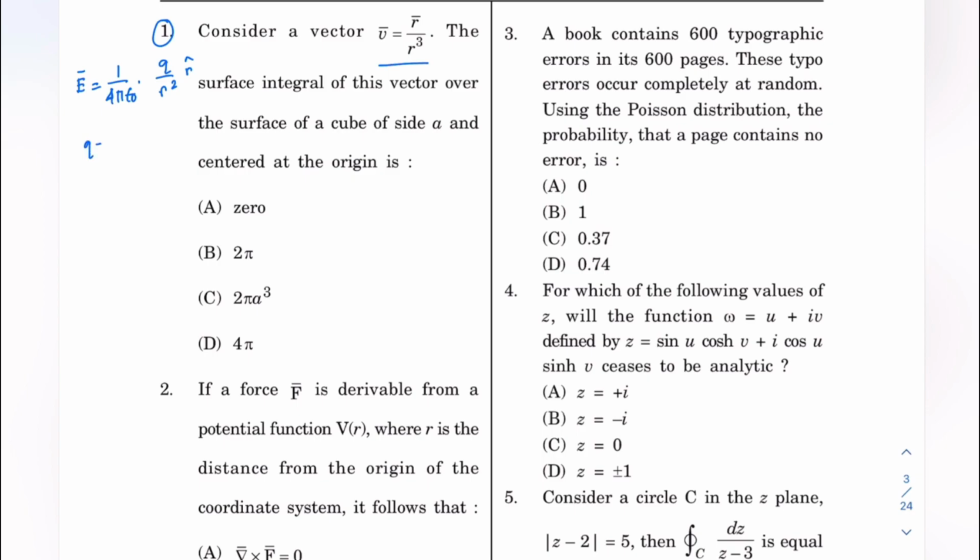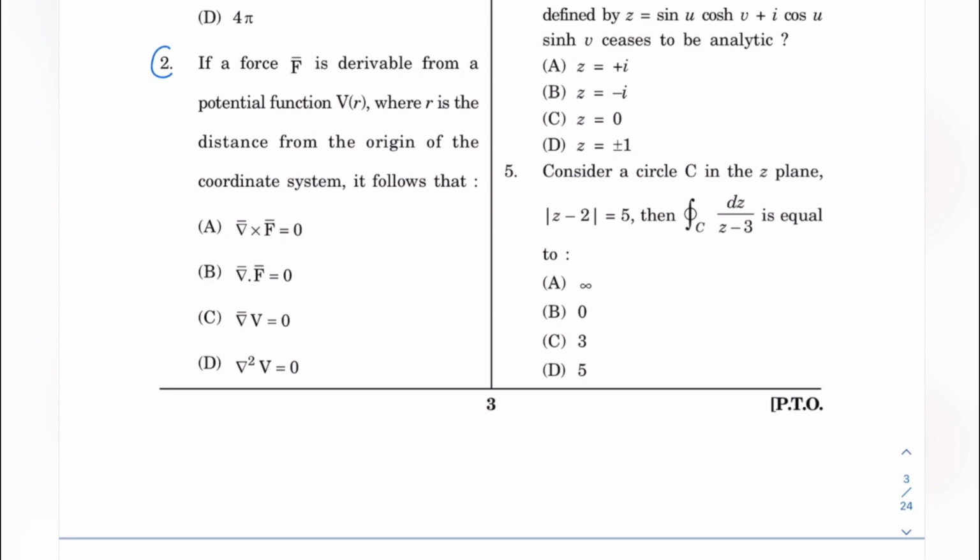So if you take the charge to be 4 pi epsilon 0, the electric field is then r by r square, and this is exactly V. So we need to find the flux. The flux can be found using the Gauss law. E dot ds and integral over the closed surface is equal to 1 by epsilon 0 times the charge inside. So this is 1 by epsilon 0 times 4 pi epsilon 0 and equal to 4 pi. Option D is the correct answer.